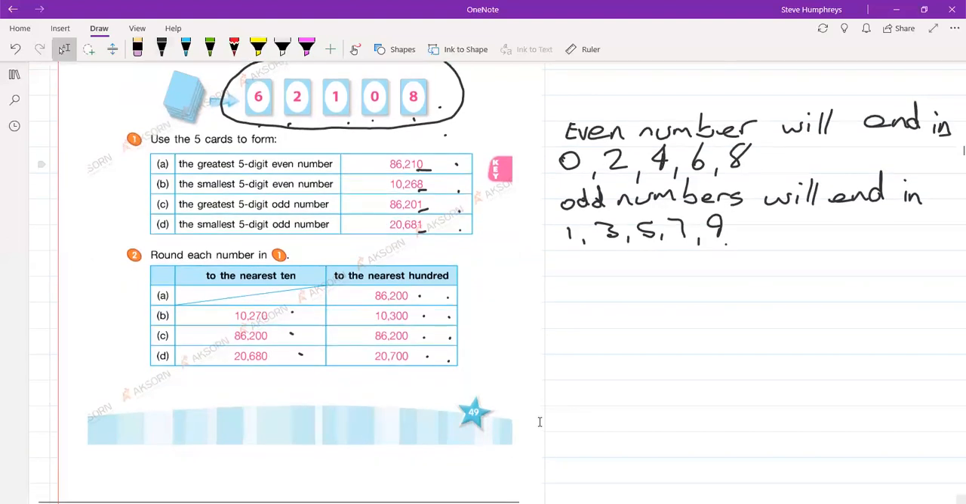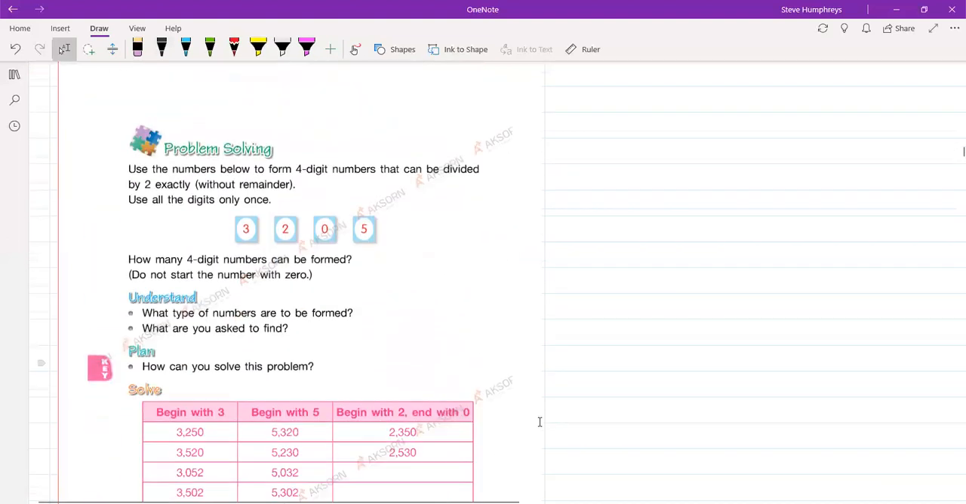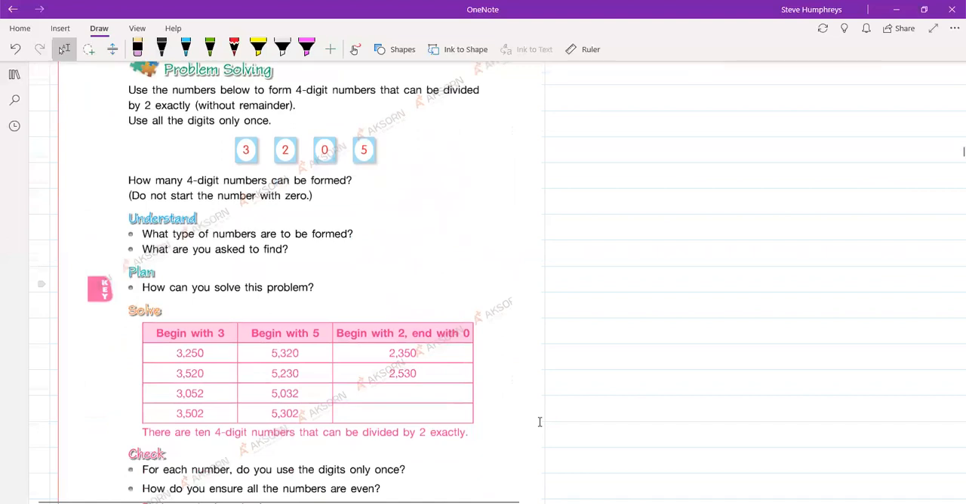Let's go to page 50, problem solving. Use the numbers below to form 4-digit numbers that can be divided by 2 exactly without a remainder. Use all the digits only once. Do not start the number with 0. Okay? So you're going to start your number with 3, 5, and 2.